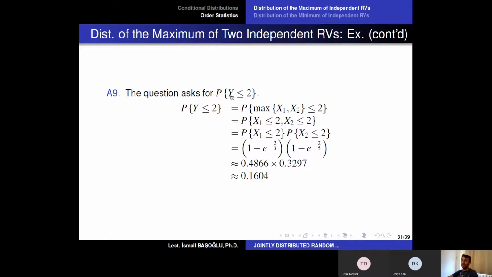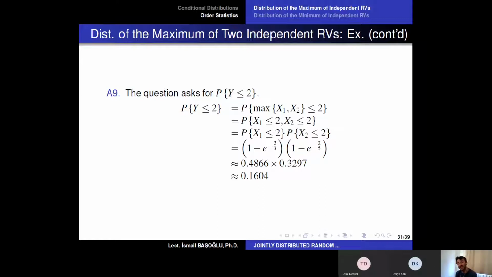The question asks for the probability of y being less than or equal to 2. And the probability of y being less than or equal to 2 is what? Actually, y is defined as the maximum of these two random variables. So I am replacing y with the maximum of x1 and x2 to be less than or equal to 2. But you see, the maximum of these two random variables to be less than or equal to 2 means that both of these random variables should be less than or equal to 2 at the same time.